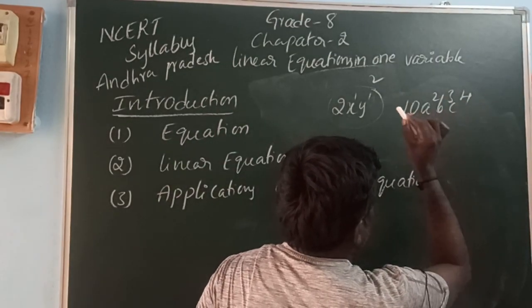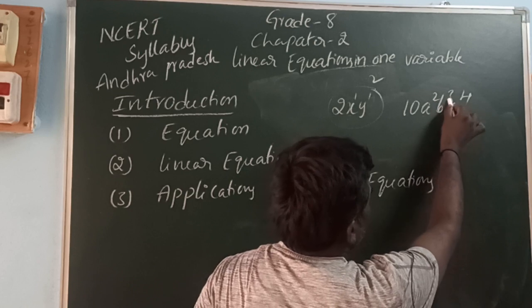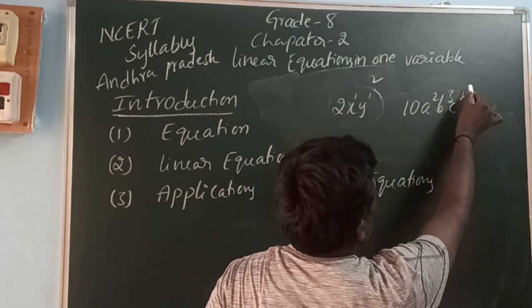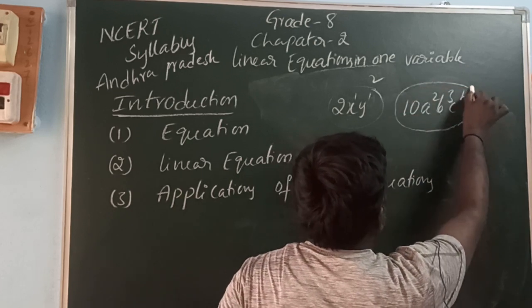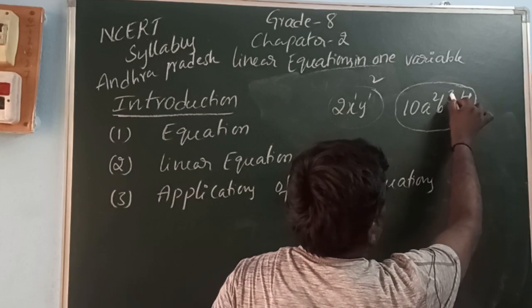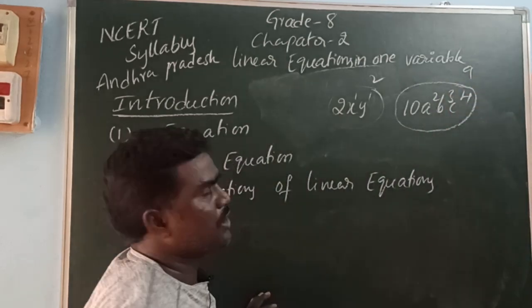Okay, next. Here, what are the variables? a, b, c. a power is how much? 2. b power is how much? 3. c power how much? 4. So, it is a term. This term's degree is 2 plus 3, 5. 5 plus 4, 9. 9 is the degree of the term.